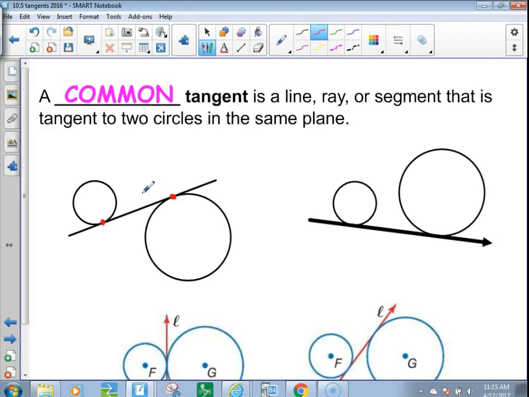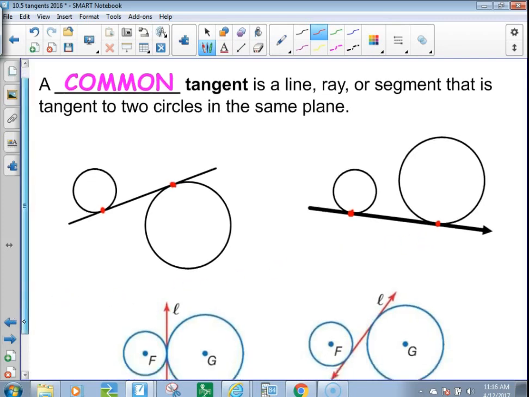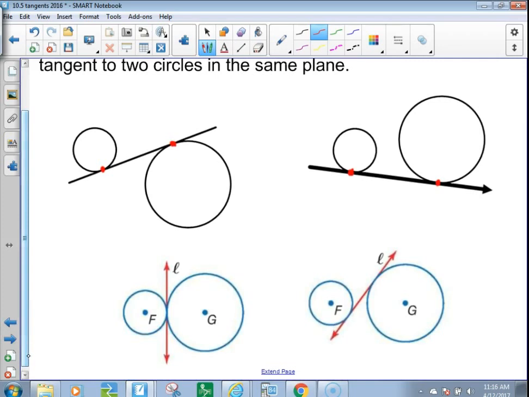This is a common tangent between two circles. So sometimes people call it an interior common tangent. This is a common tangent as well. The points of tangency would be here and here. It can be a line, a ray, or a segment that is tangent to two circles in the same plane. These are just some other pictures I added in about what they might look like.